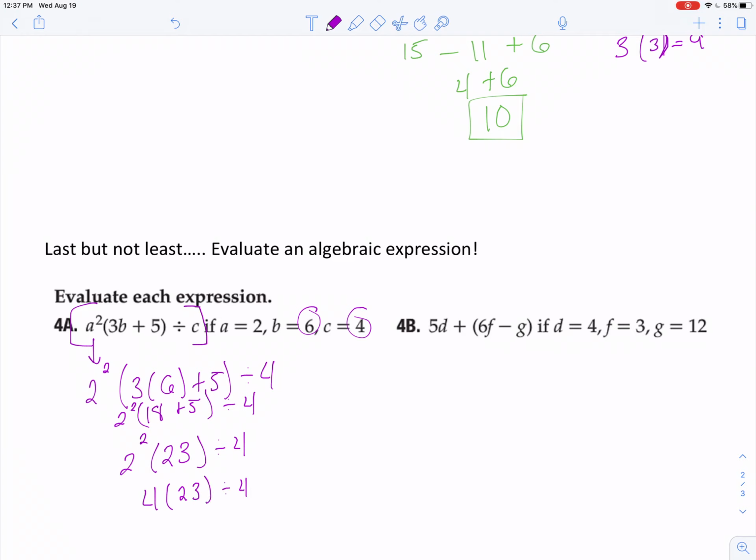Next I'm trying to figure out what is 4 times 23. If you need to grab your calculator, go for it. 4 times 23 is going to be 92. And I'm going to divide by 4, and that's going to be 23. Some of you are going to ask, well, Miss Barnum, how did you know which one to do first when you got to here? Well, I worked it left to right. Multiplication, then that division.